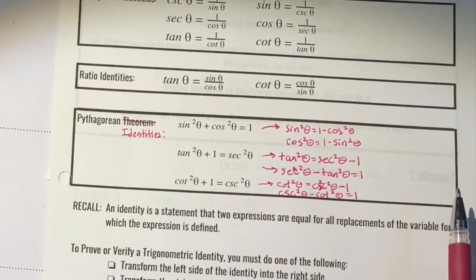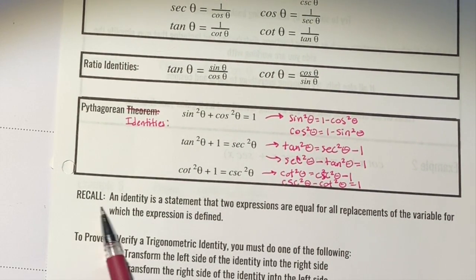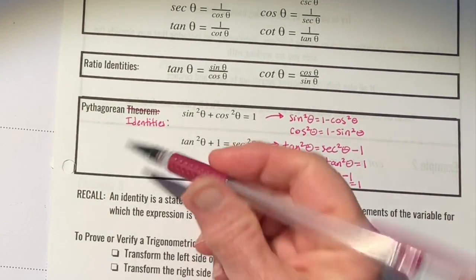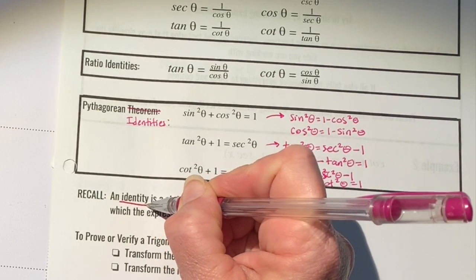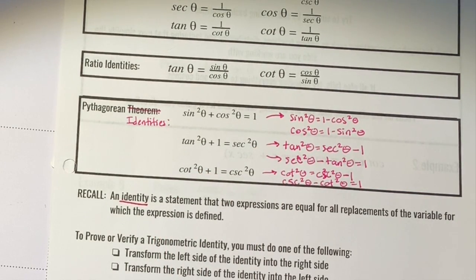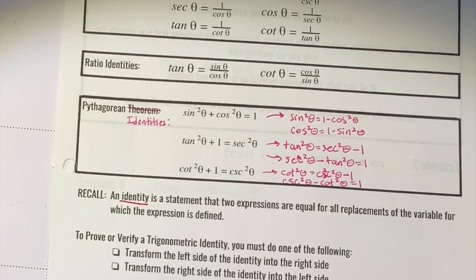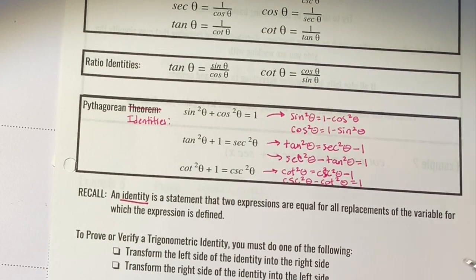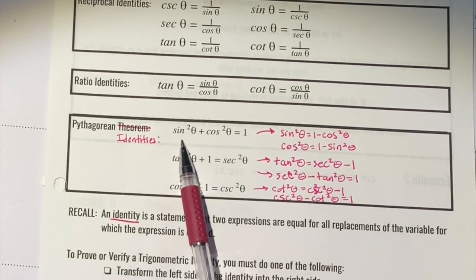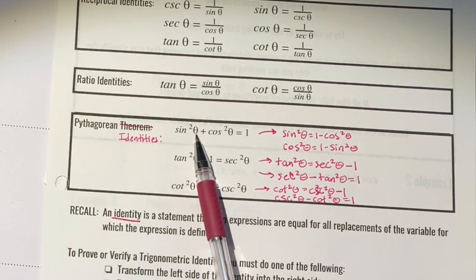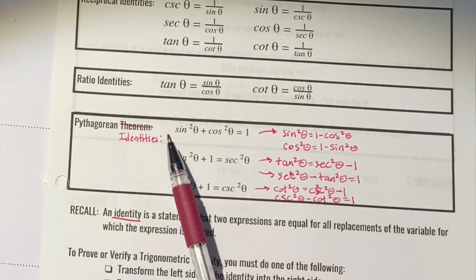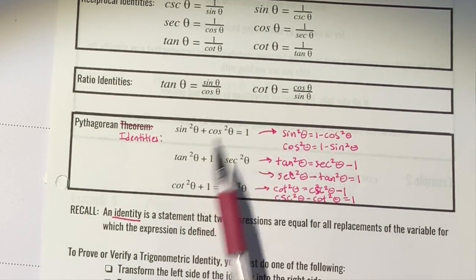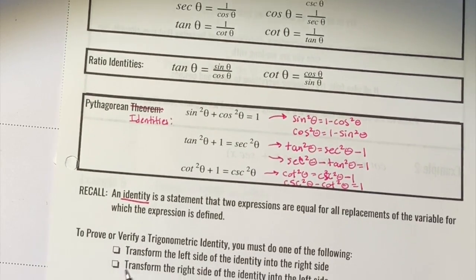So let's move on. The next statement here: recall an identity. If you don't remember what an identity is, basically that's just a statement that's always true. It's true for every single value that you put in for theta or x or whatever the variable is. For example, sine squared plus cosine squared equals 1. It doesn't matter what the angle you put in there is. Sine squared plus cosine squared is always going to equal 1.